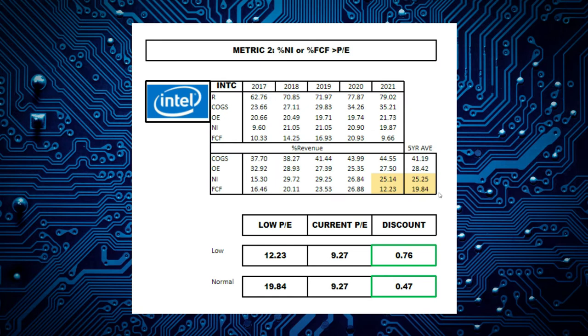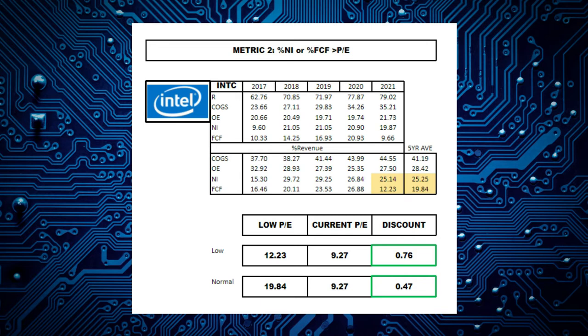Second metric, we want to pay $1 or less for the 1% of the money they're making. The values here are in billions. R is revenue, COGS is cost of goods sold or cost of revenue. OE or OPEX is operating expenses, usually SG&A and R&D. And I is net income, FCF is free cash flow. This is their 5 years of data. So if you're looking to invest in Intel, please use a higher time frame, like 10 years of data.